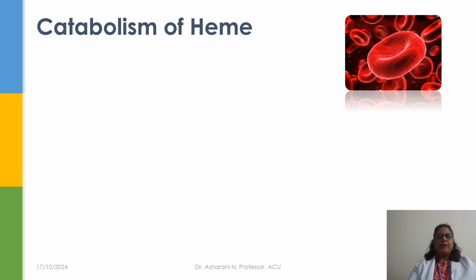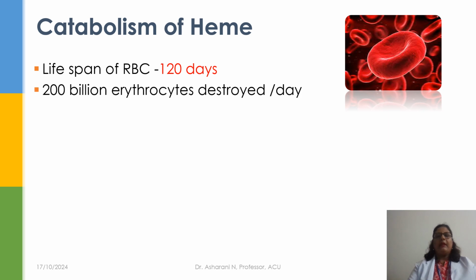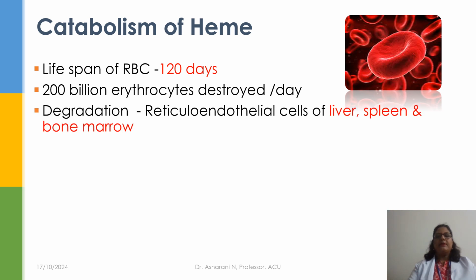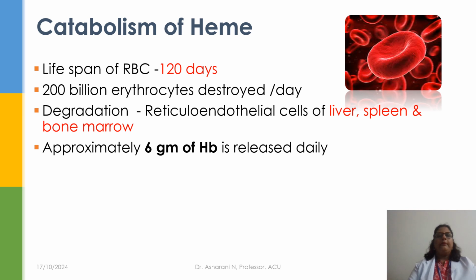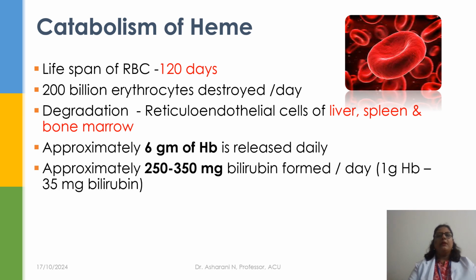Now let us learn about catabolism of heme. The lifespan of RBC is 120 days. Every day more than 200 million erythrocytes are destroyed in RE cells of liver, spleen and bone marrow, which releases approximately 6 grams of hemoglobin, from which nearly 250 to 350 milligrams of bilirubin is formed. This formation requires a very important system, that is heme oxygenase system.